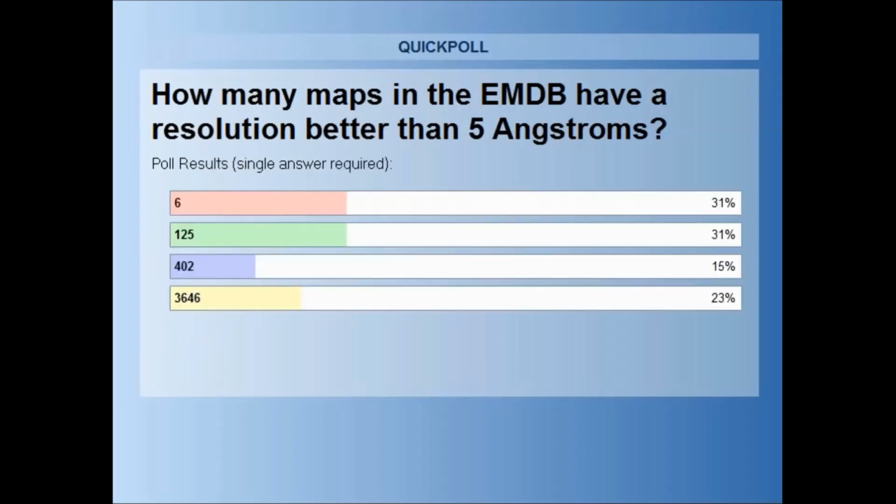I'll show you the results here. So there's a very broad range of what people think, and actually the lowest result here is 402, which is actually the correct result. So EM is now becoming a lot better in terms of the quality of the maps and how many angstroms you can get to. Actually, the final answer there, 3,646, is in fact the total in the database. So we're getting more and more each time now.